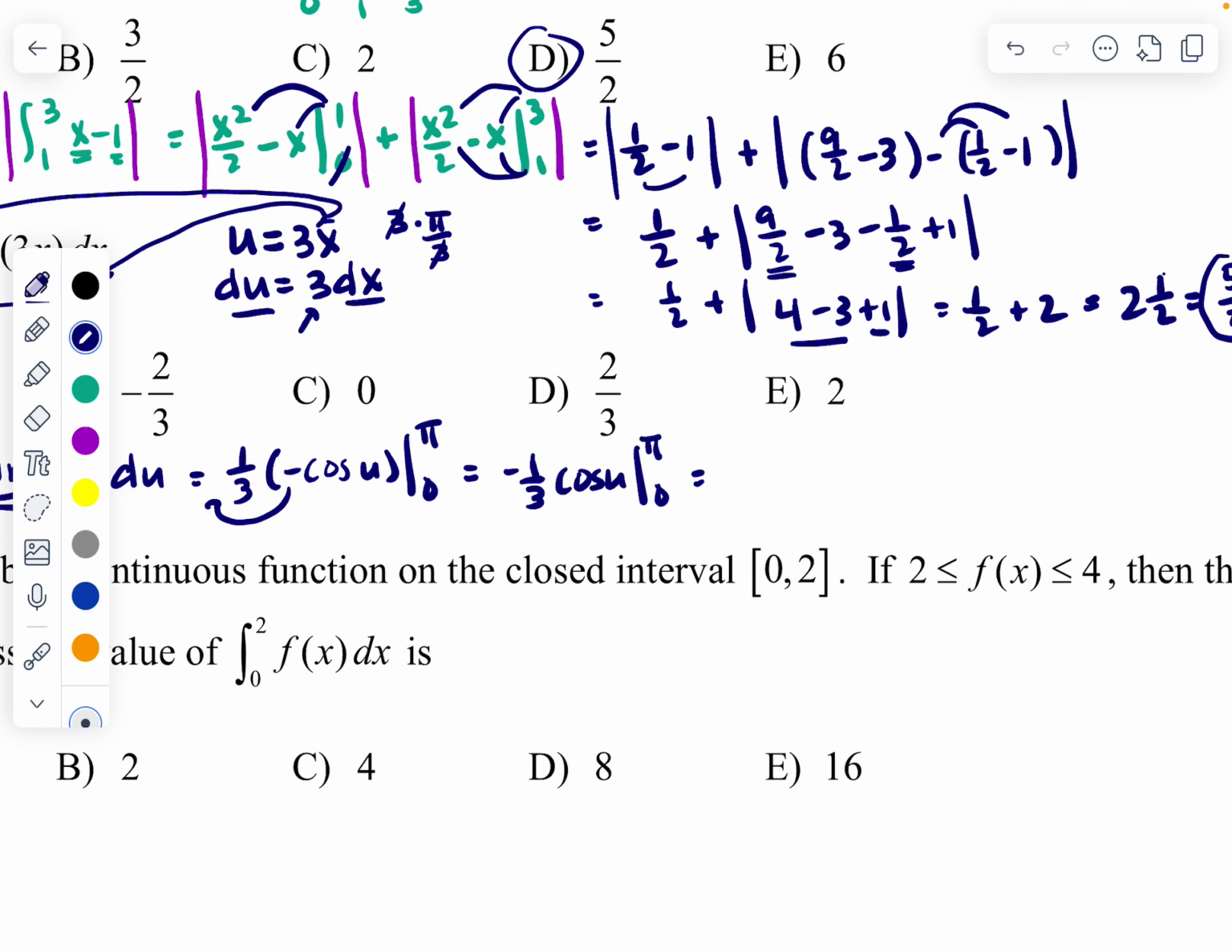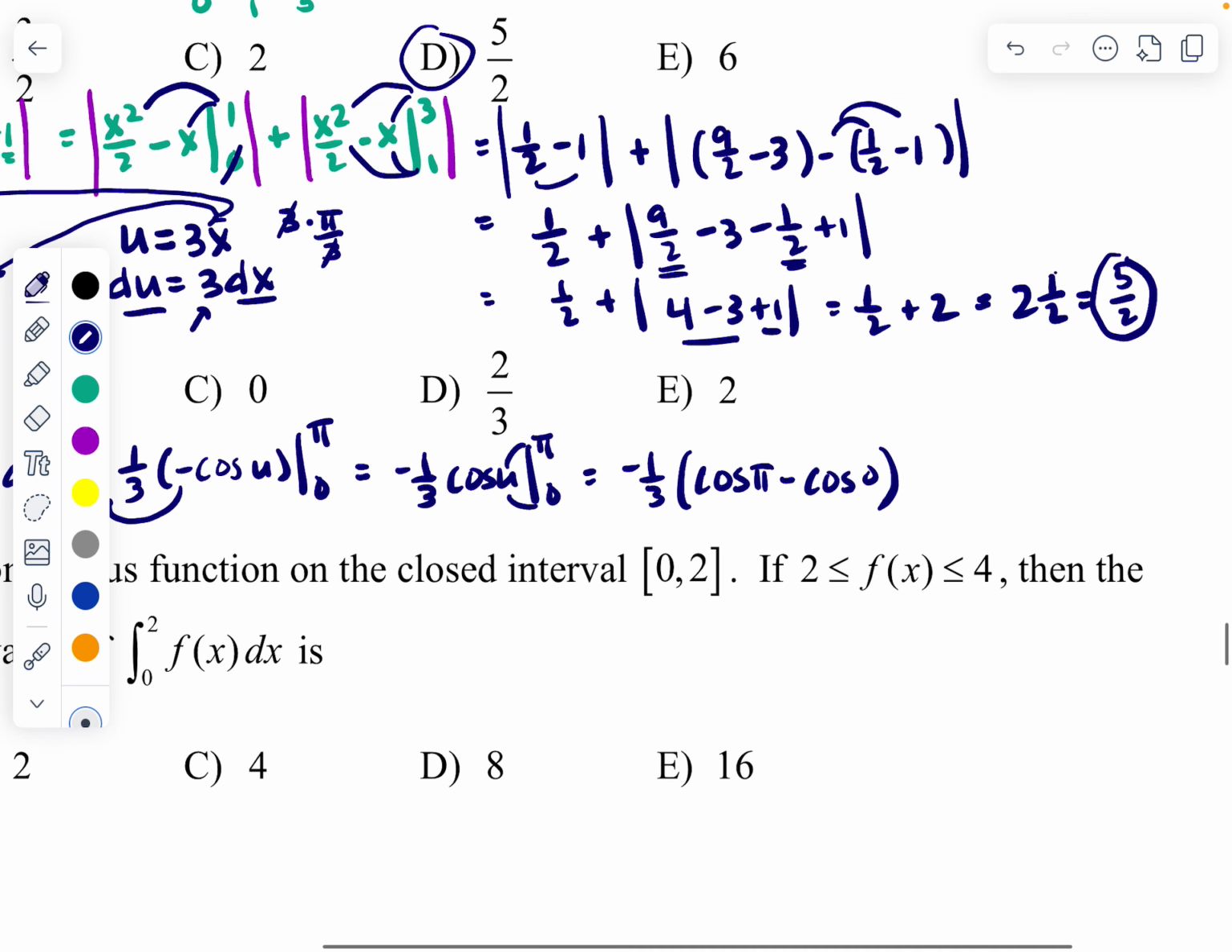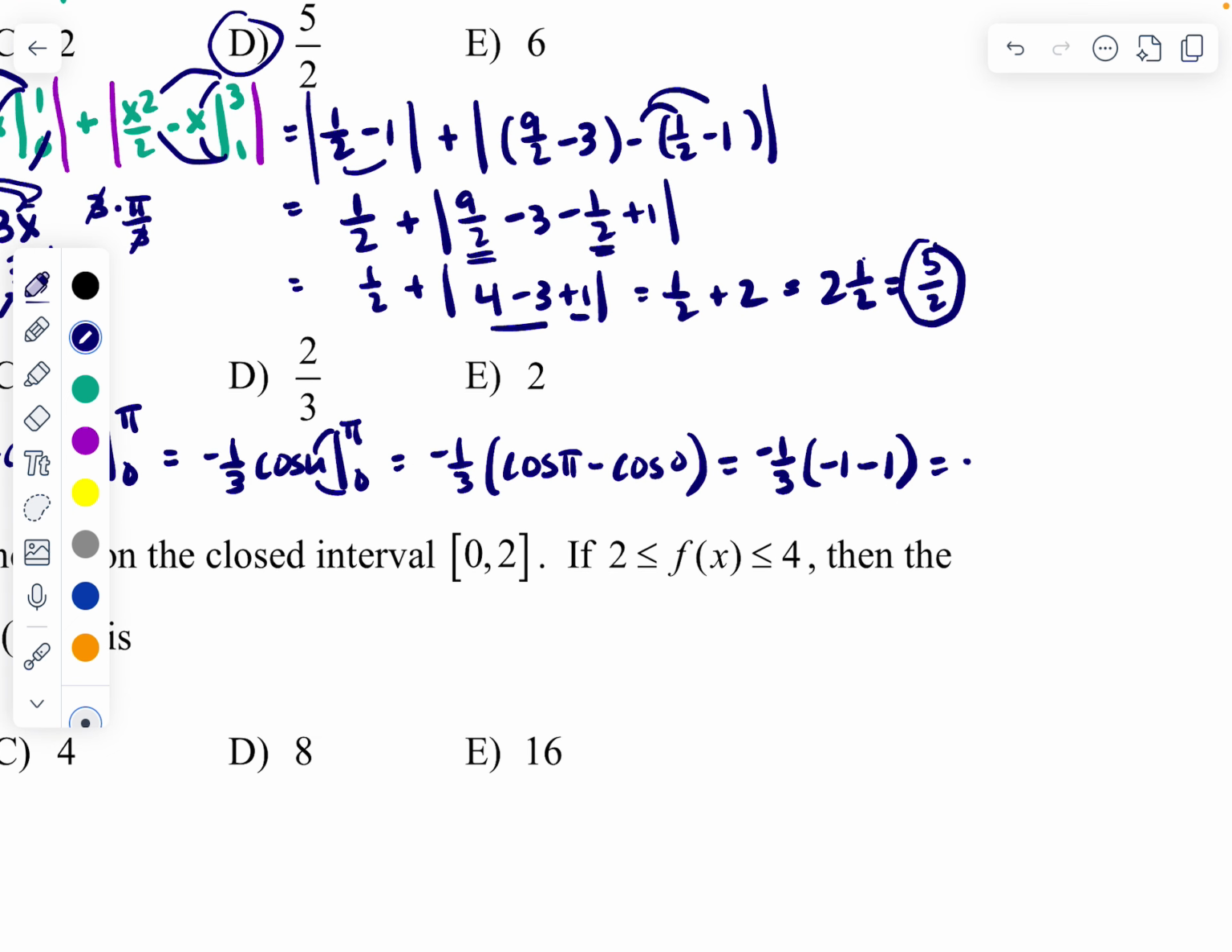Okay, so let's plug this in. This is negative 1/3 times cosine of pi minus the cosine of 0. Now, cosine of pi, that's all the way on the left side, that's equal to negative 1. So it's negative 1, and minus cosine of 0, that's on the right side, that's equal to 1. So if I keep going, negative 1/3 times negative 2, which is positive 2/3. So your answer is going to be D.